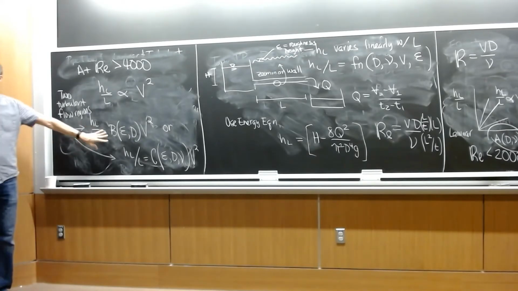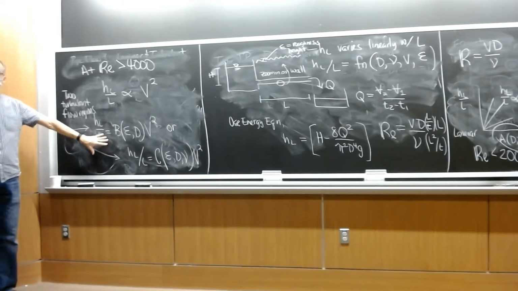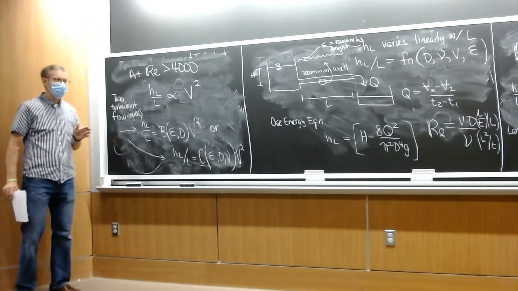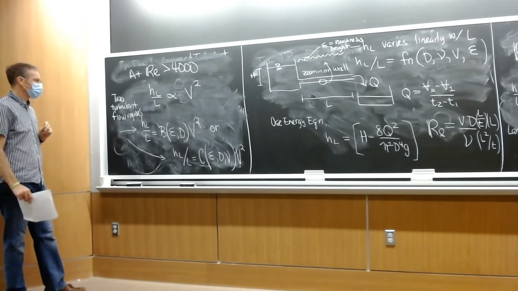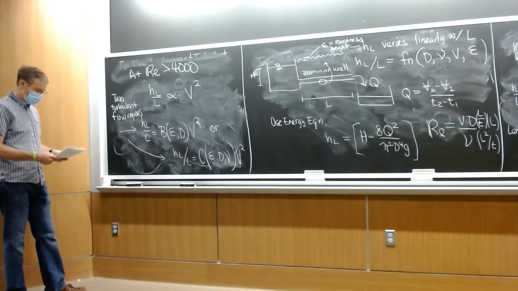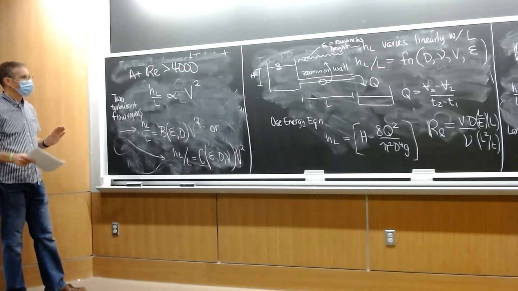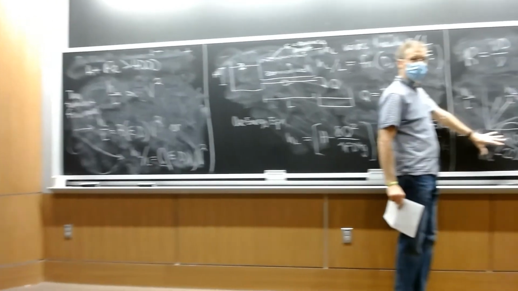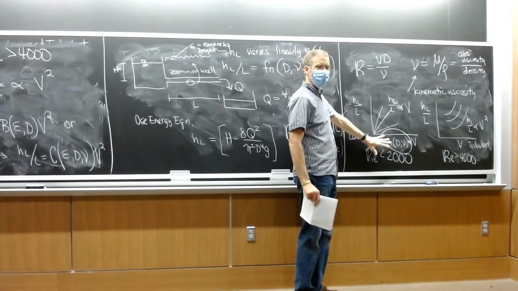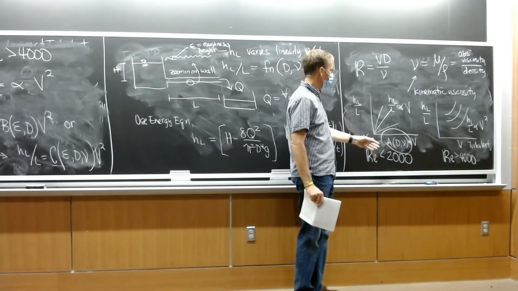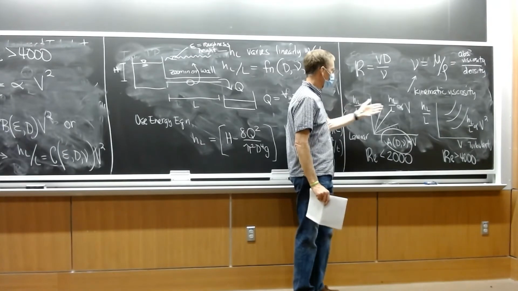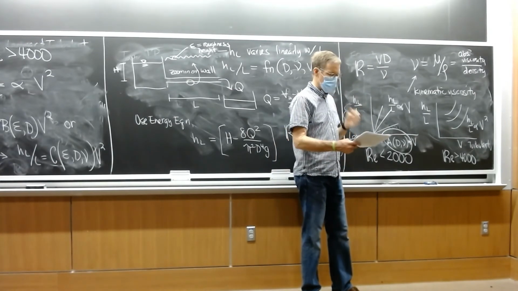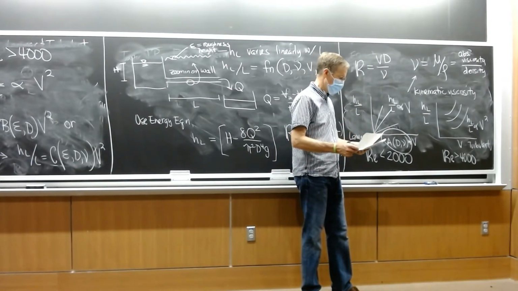What's going on there will take us into next time, and we'll end up being able to calculate the head loss under every circumstance by the time we get to the end of the next lecture. But for now, we just know that there's a big difference between laminar flow, where the normalized head loss is proportional to velocity, and turbulent flow, where the normalized head loss is proportional to velocity squared.